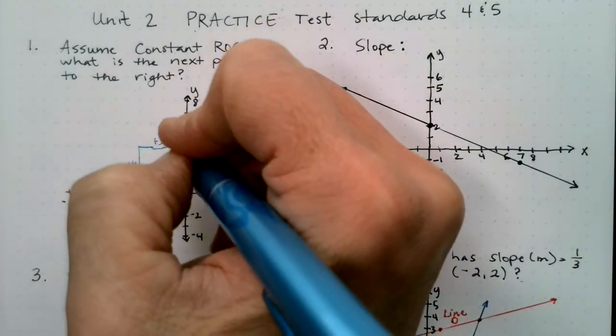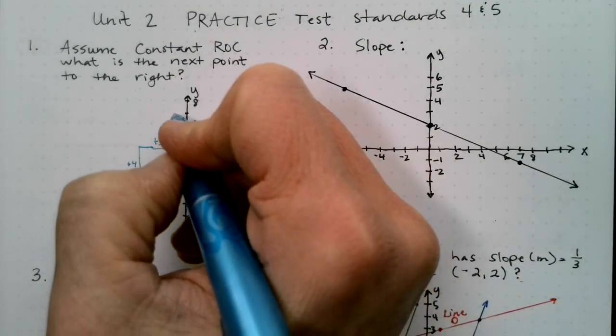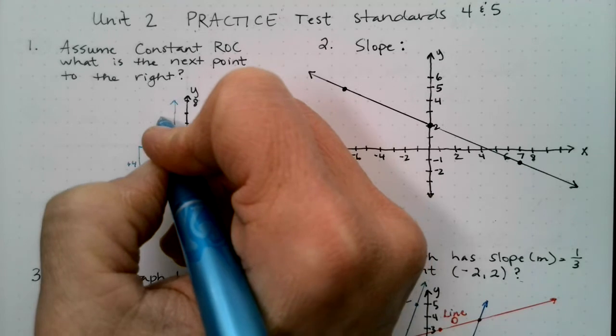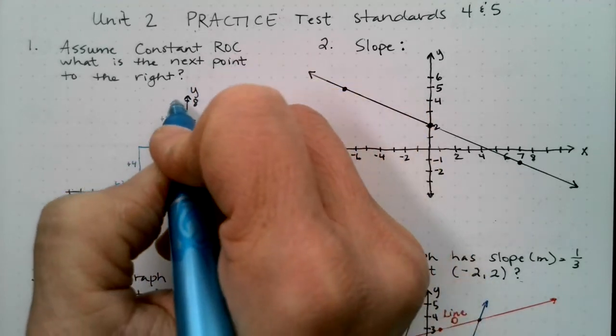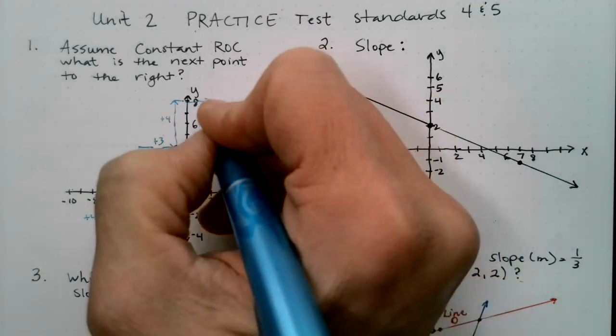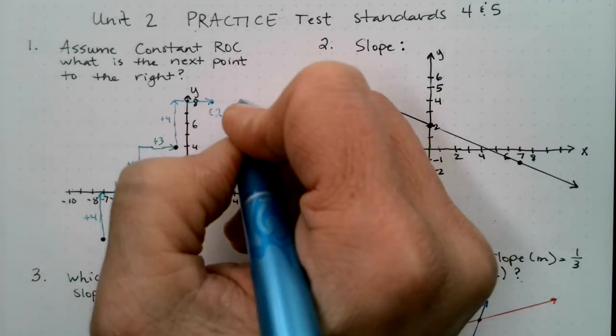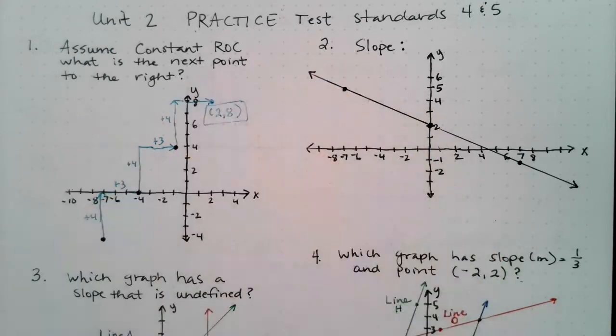So if I keep going in that pattern, up 1, 2, 3, 4, I would be up here at 8. And then 1, 2, 3 puts me over here at 2. So I would have a point here at 2, 8. And that is the answer for the next point to the right.